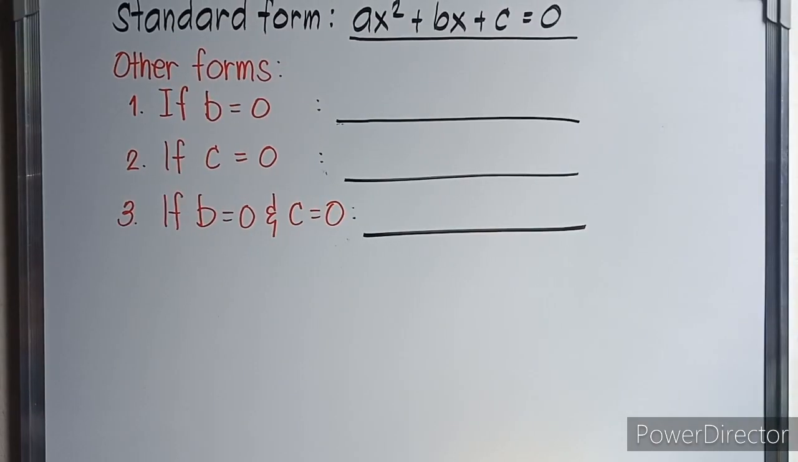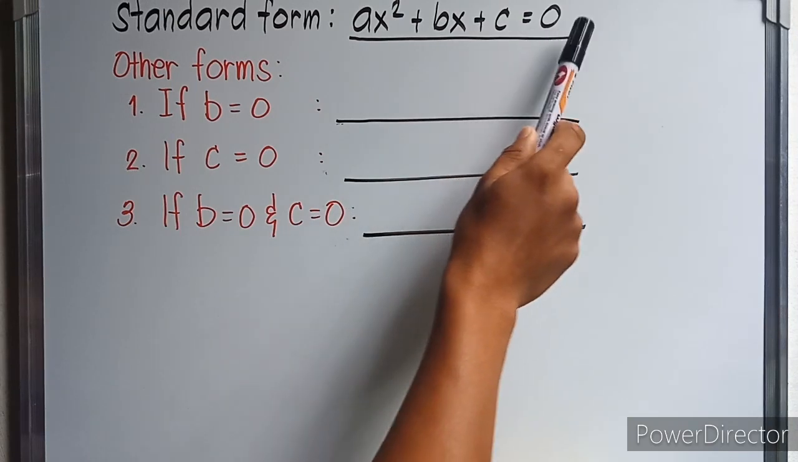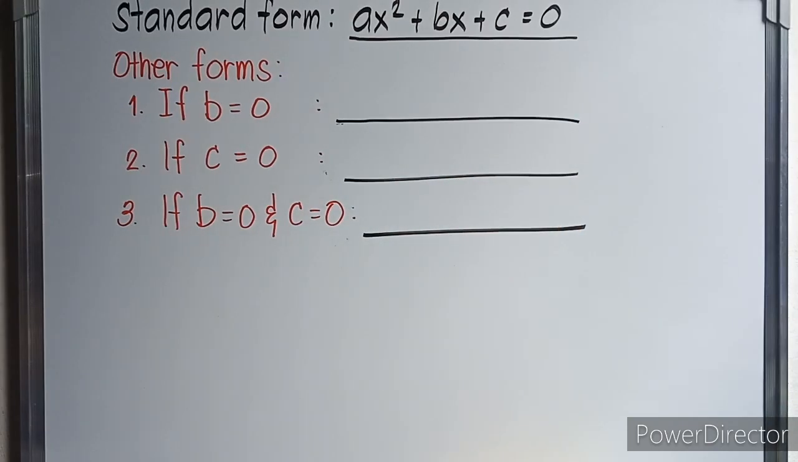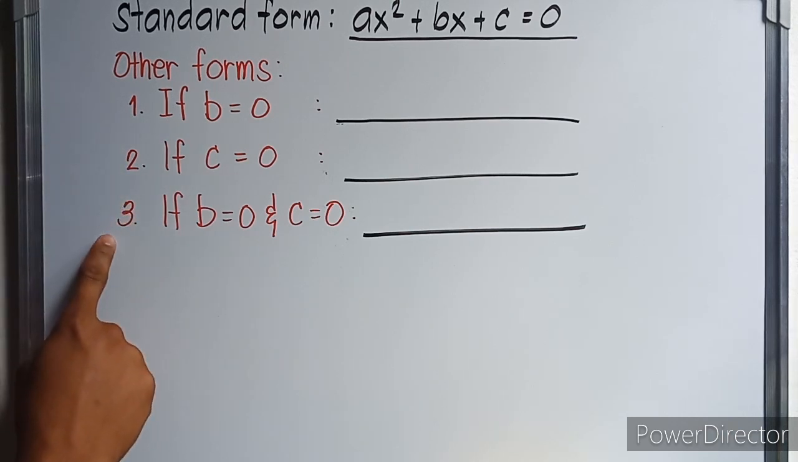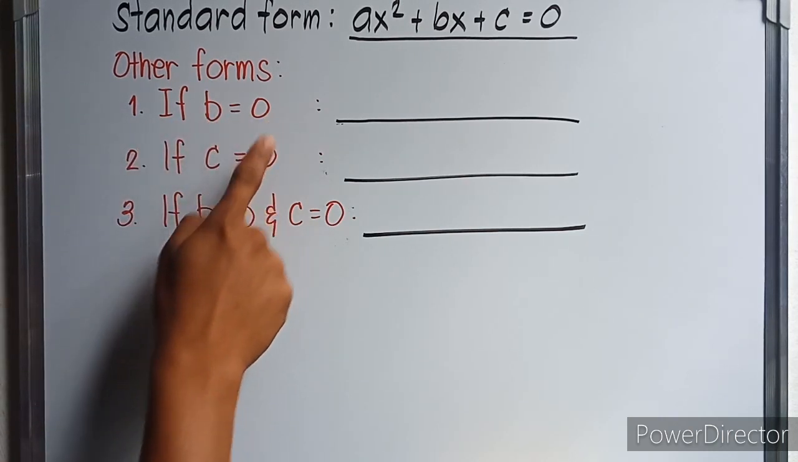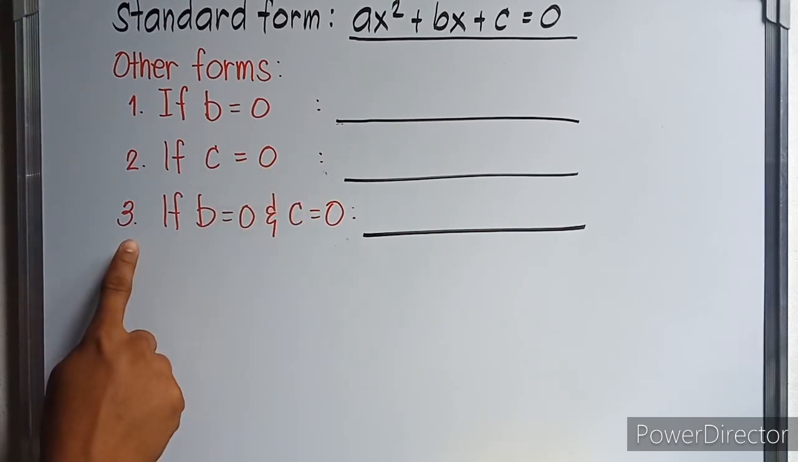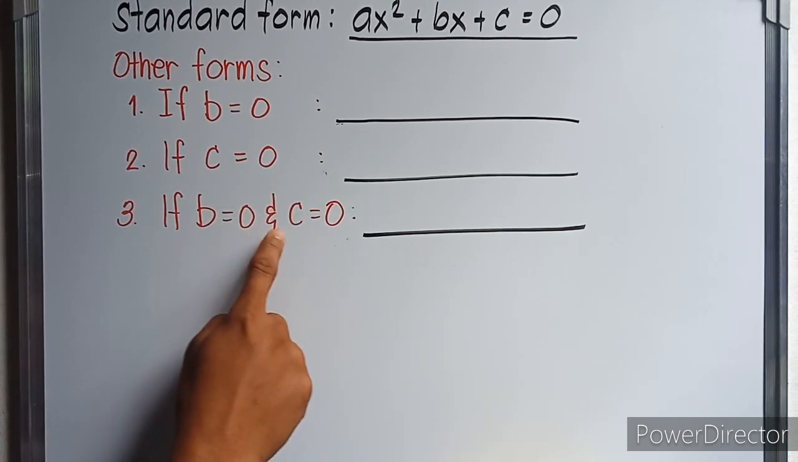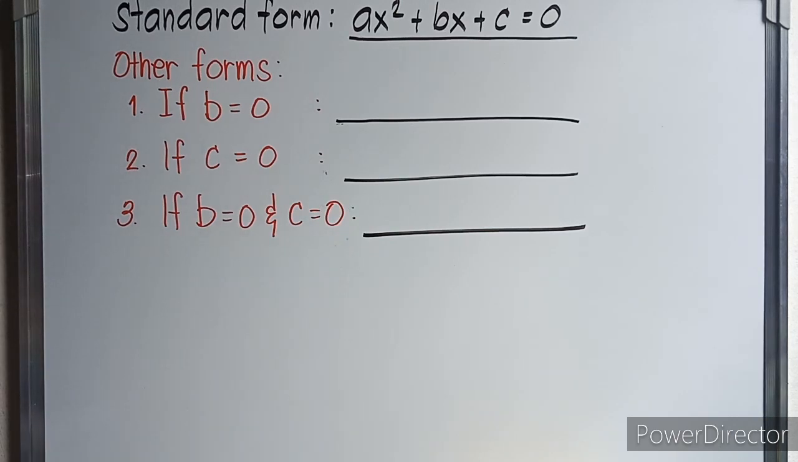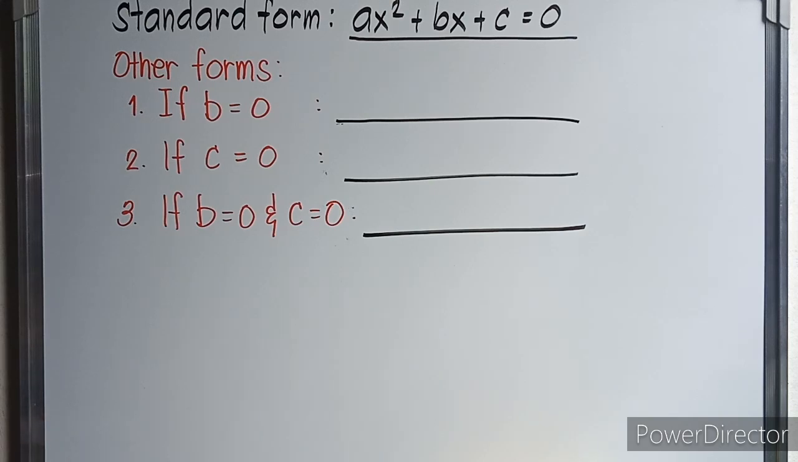Other forms of quadratic equations. Before, we have our standard form, ax squared plus bx plus c is equal to 0. So now, we are going to solve the other forms. I have listed 3 situations wherein number 1, if b is equal to 0, number 2, if c is equal to 0, and number 3, if b is equal to 0 and c is equal to 0. So what will happen to our standard form in these cases? So let's have the number 1.